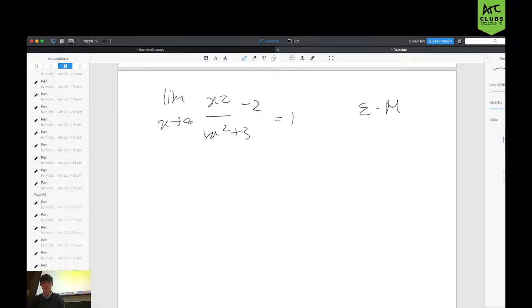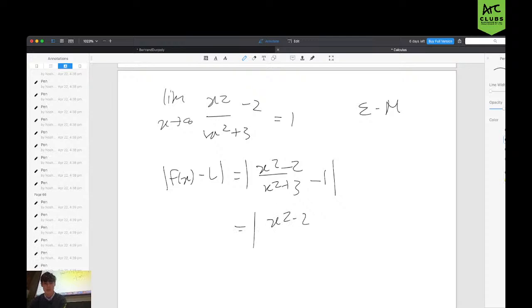So to start out these questions, it's good to write out the expression for the absolute value of f of x minus L. We want to simplify this a little bit. So what we can do is substitute our expression for f of x, which is just x squared minus 2 over x squared plus 3, and subtract our limit, L, which is just 1, right? And then we can simplify this using a bit of algebra, so turn it into one fraction.